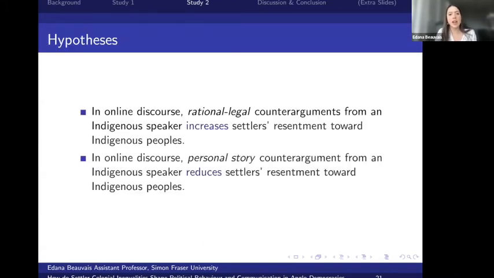For this study, I hypothesized that in online discourse, reason giving about public issues, rational legal style counterarguments from an outgroup member, from an Indigenous speaker, is actually going to increase settlers' resentments towards Indigenous peoples. That's my first hypothesis. In my second hypothesis, what I really want to see is whether personal storytelling can induce empathy and actually reduce settlers' resentments towards Indigenous peoples, so improve outgroup attitudes.